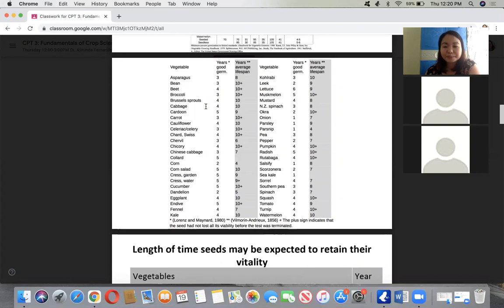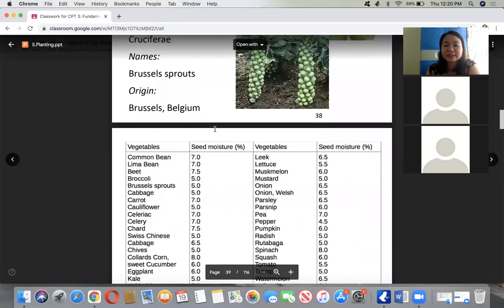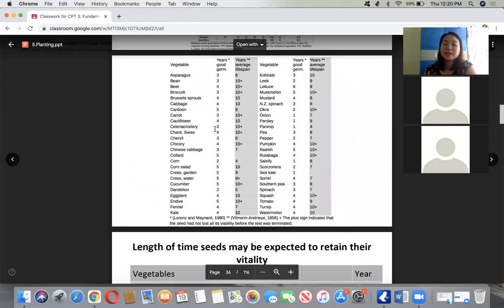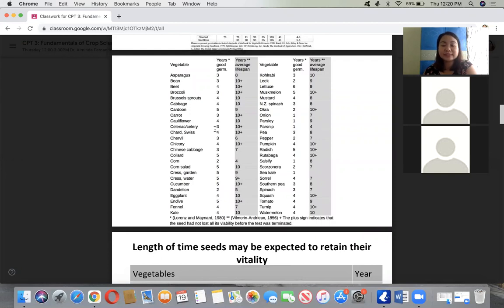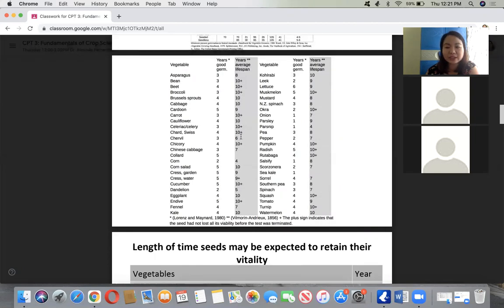So, we have different types of seeds which will be discussed further. Yes, these are the types of seeds. You will determine what kind of seeds the vegetables are. Usually, all of the vegetables are under orthodox, which we will discuss later. In terms of average lifespan, the different vegetables usually last more than 10 years.